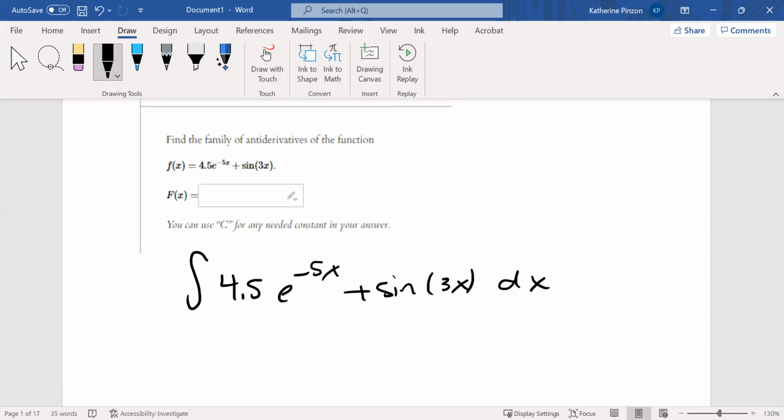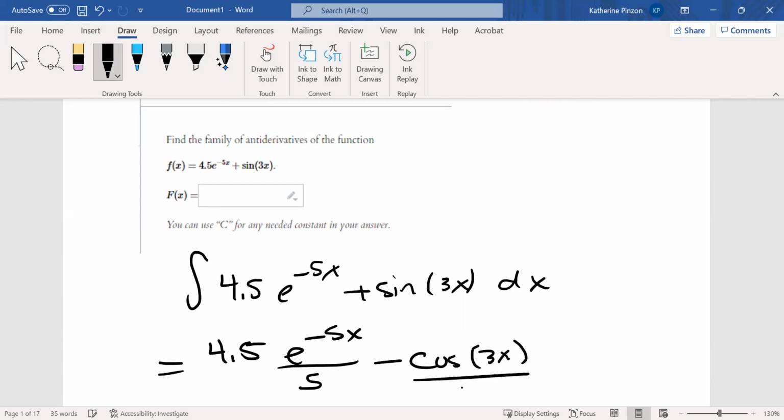Remember what they were? The antiderivative of sine of 3x is negative cosine of 3x divided by 3. The antiderivative of e to the negative 5x is e to the negative 5x divided by negative 5. So remember, whenever there's just a number here, you can just divide by that number at the end. It's kind of like the opposite of the chain rule. So the antiderivative of this guy is going to be 4.5 e to the negative 5x divided by 5. Antiderivative of sine is negative cosine divided by 3 plus c.